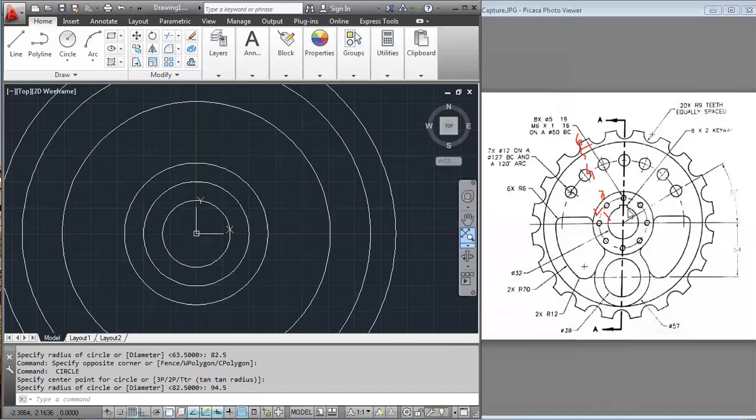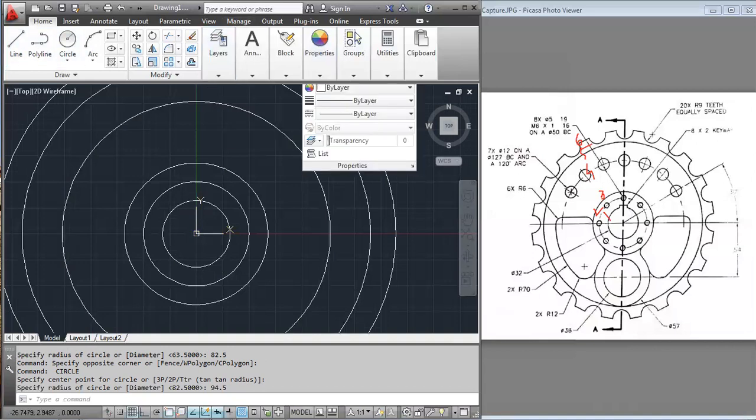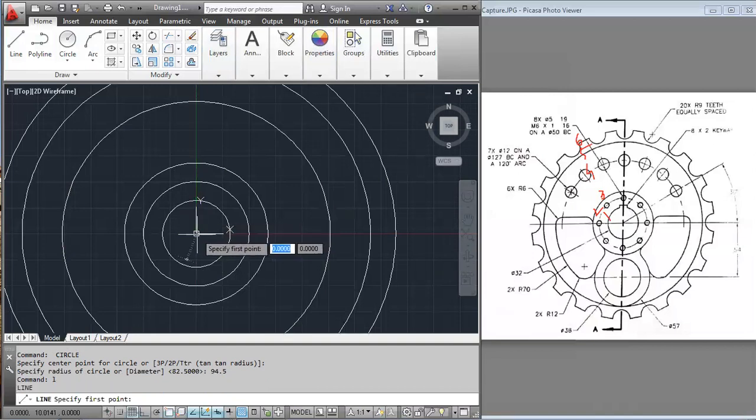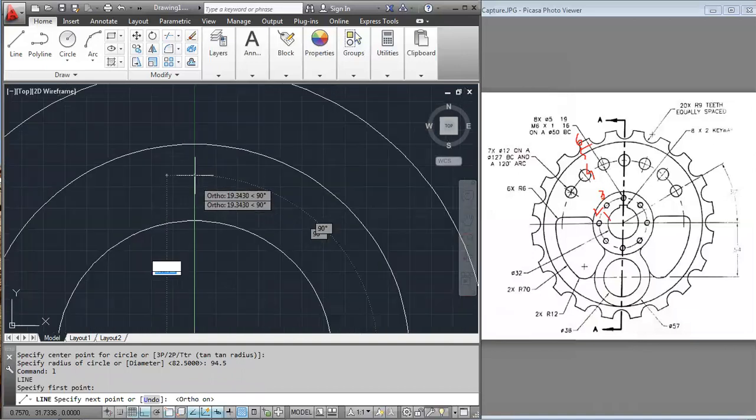Now, one by one, we will be drawing this thing. First of all, we will be drawing this slot. So let's just take a line. Again, snap to the center. Click F8 for a vertical line. I just needed this much, not more than this.